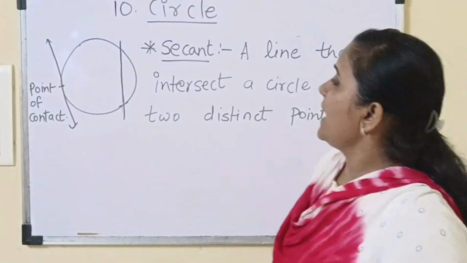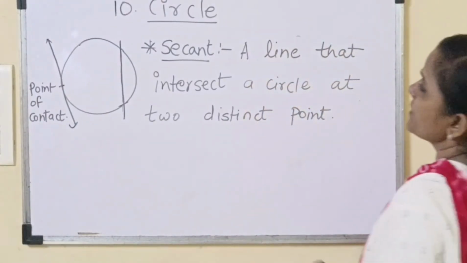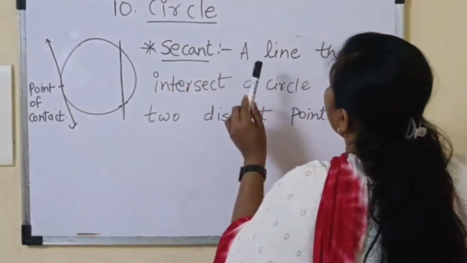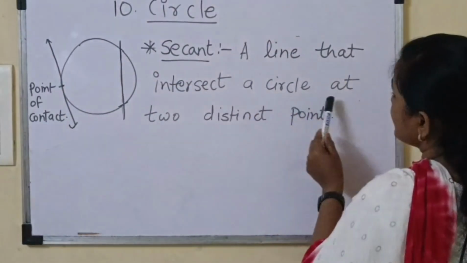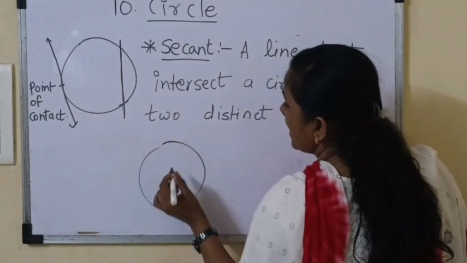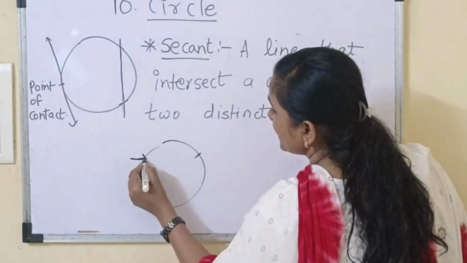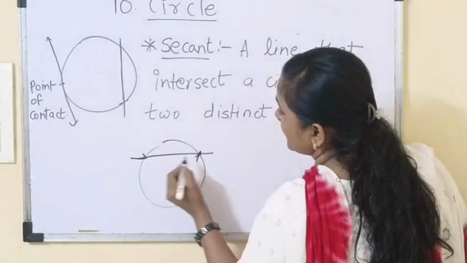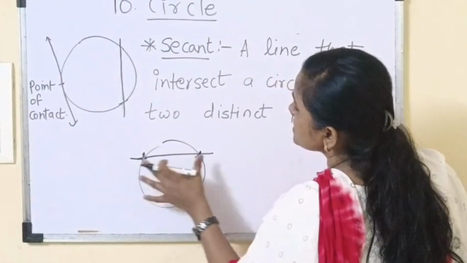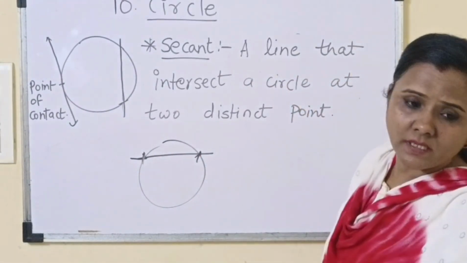After the tangent and the point of contact definition, the last, third definition is also important, and that is the secant. A line that intersects a circle at two distinct points. If this is our circle and this is one point and another point, if this line joins from those points, this is known as the secant. Understood? Write down this one.